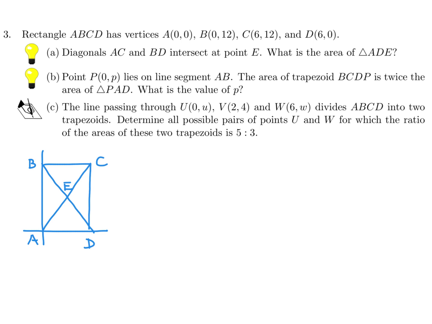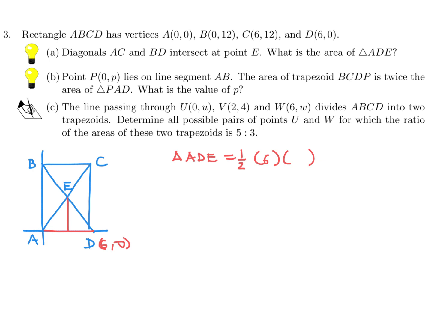Okay, so ADE, if we knew the height, I can figure this out. Triangle ADE, the area would be 1/2 base times height. The base is from here to here, which the coordinates of D are what? 6, 0, right? So that means that the base is 6. And then the height, that I don't know. I would need to know the coordinates of E.